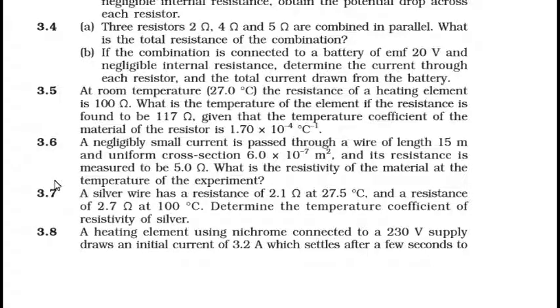Now let us solve problem number 3.7. A silver wire has a resistance of 2.1 ohm at 27.5 degrees centigrade and a resistance of 2.7 ohm at 100 degrees centigrade. Determine the temperature coefficient of resistivity of silver.